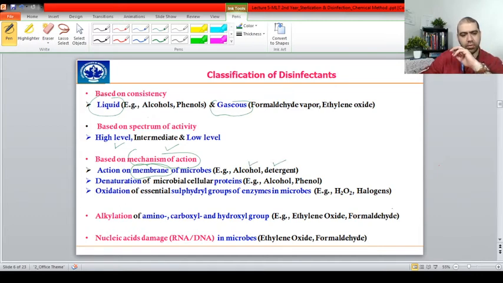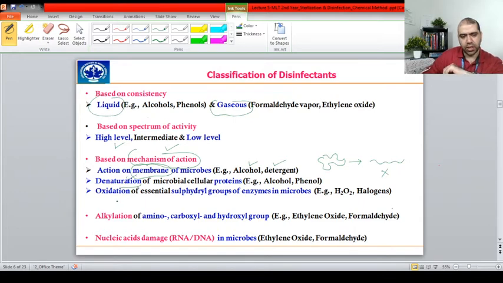Another mechanism of action that kills the microorganism is denaturation of the proteins. Denaturation simply means that if you have a particular enzyme that has a three-dimensional structure, and you heat it or treat it with a chemical, it loses its three-dimensional structure, so it becomes non-functional. That's what we mean by denaturation of proteins.